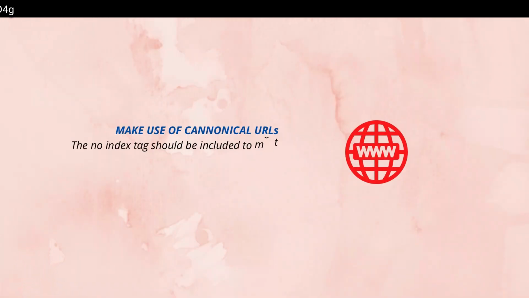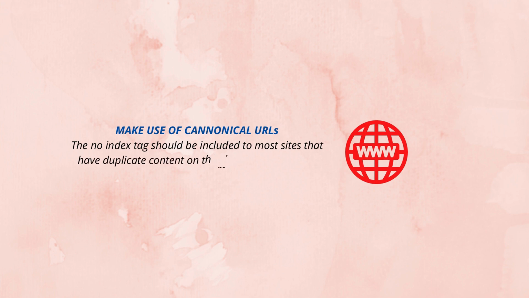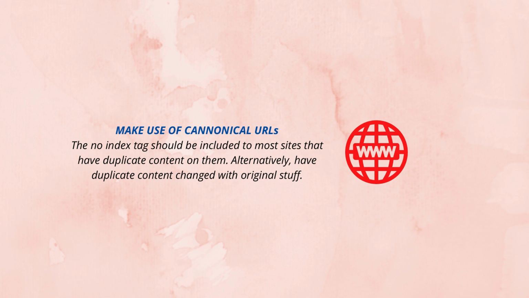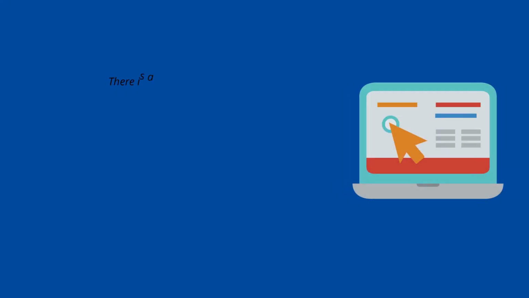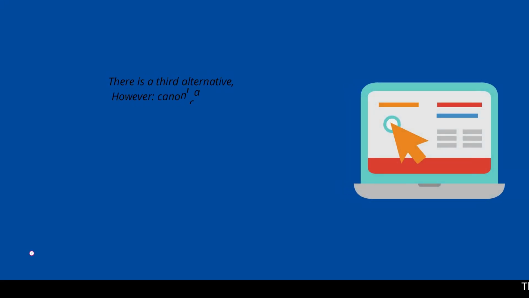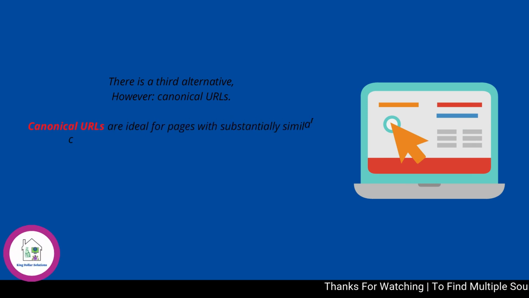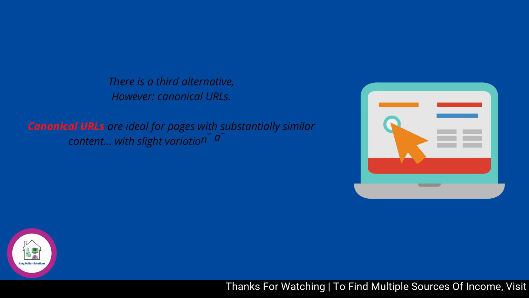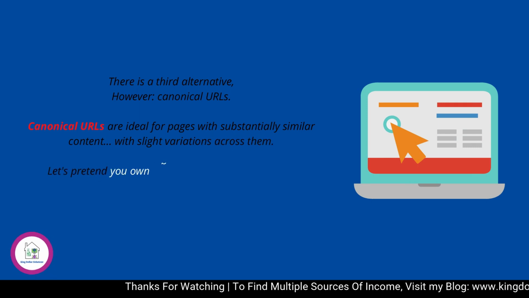The noindex tag should be added to most sites that have duplicate content on them. Alternatively, have duplicate content replaced with original content. There is a third alternative, however: canonical URLs. Canonical URLs are ideal for pages with substantially similar content, with slight variations across them.